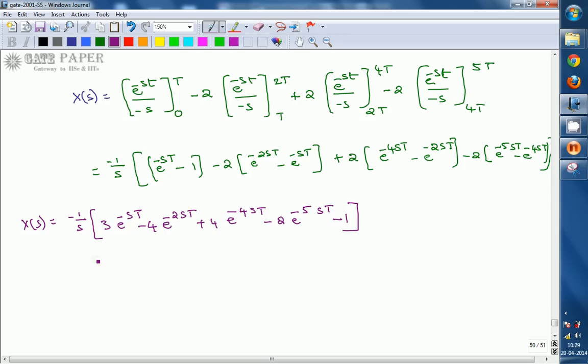So this is the expression, and finally this is the Laplace transform of the given waveform in terms of capital T.